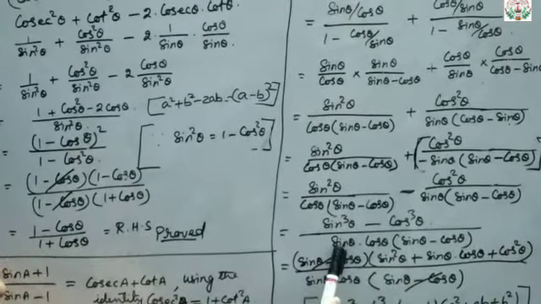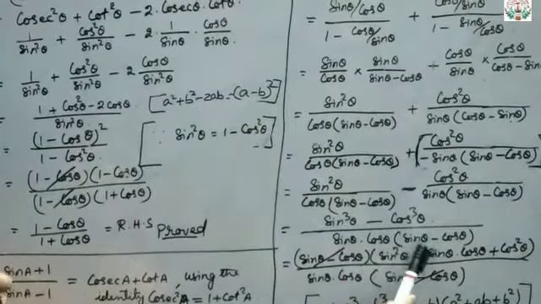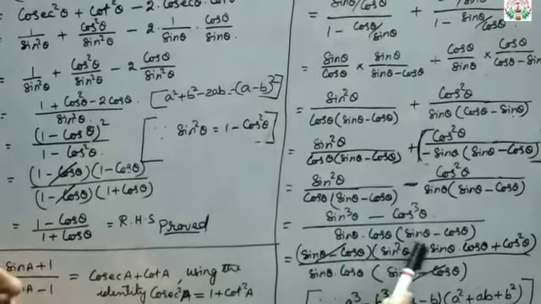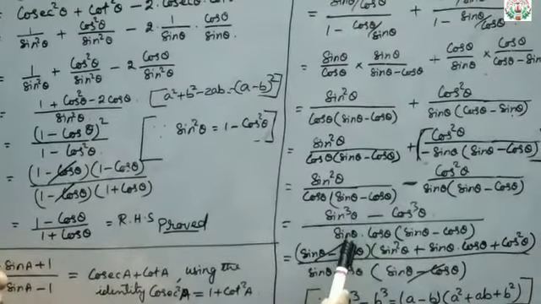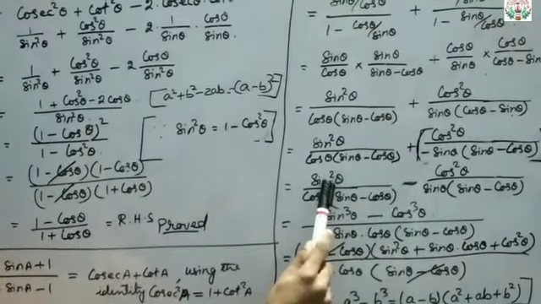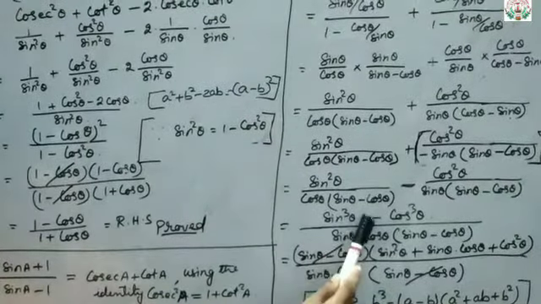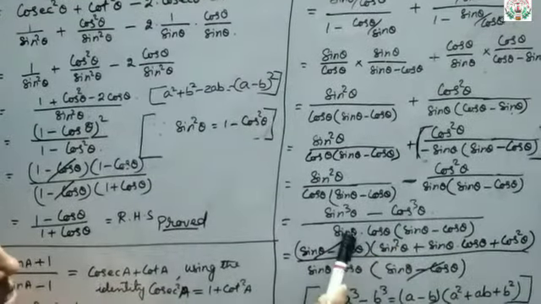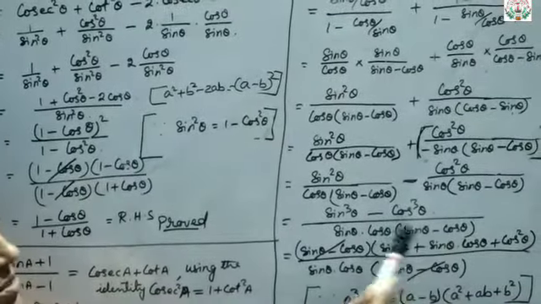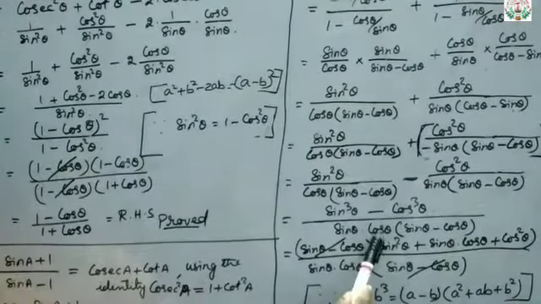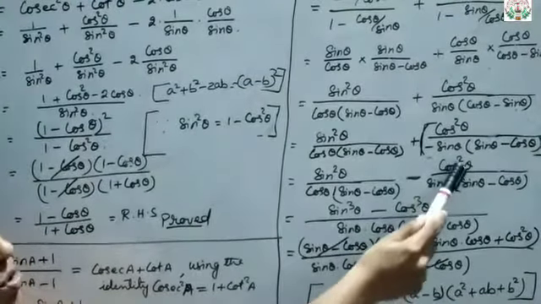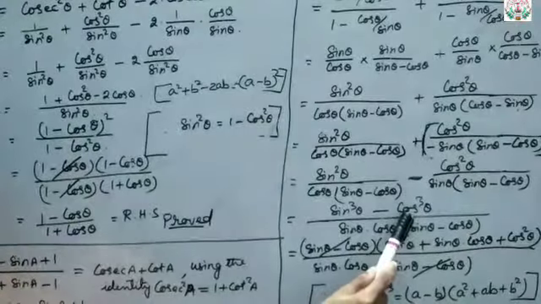So our LCM will be sin theta into cos theta into sin theta minus cos theta. Now here cos theta and this one, when you divide, what you will get? Only sin theta will be left out. So sin theta into sin square theta will be sin cube theta minus, same way here sin theta cancels. Sin theta minus cos theta and sin theta minus cos theta cancel. So what is left out? Cos theta only. So cos theta will be multiplied with the numerator. So cos theta into cos square theta will be cos cube theta.